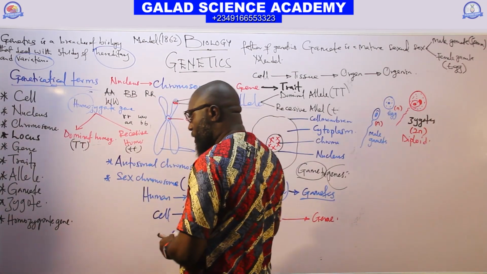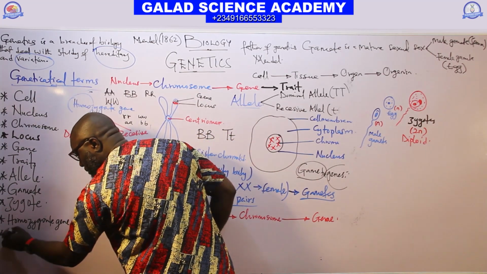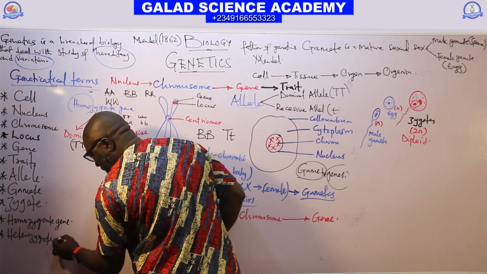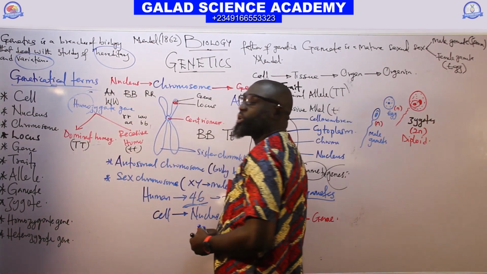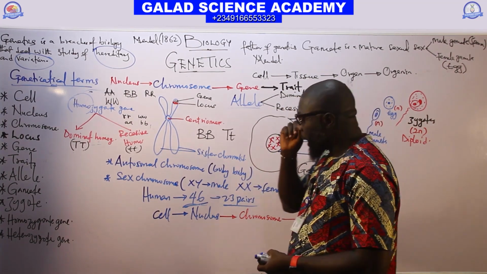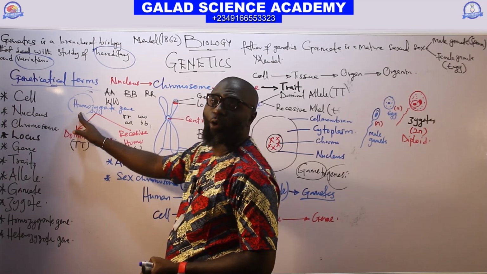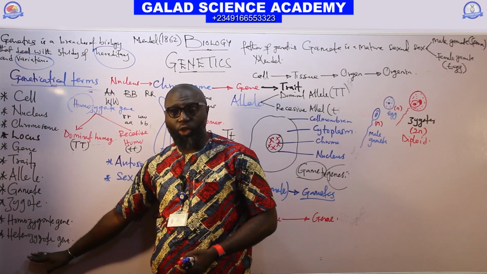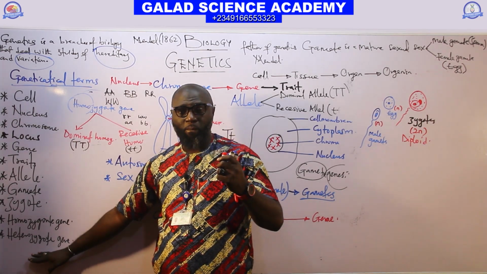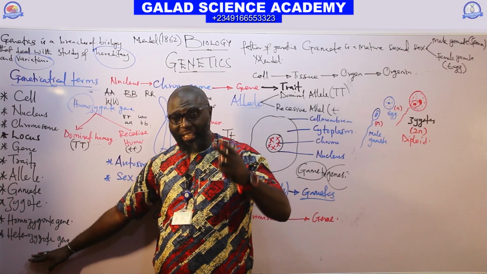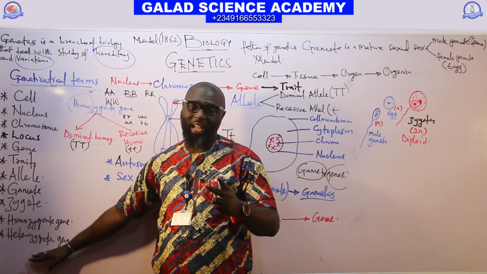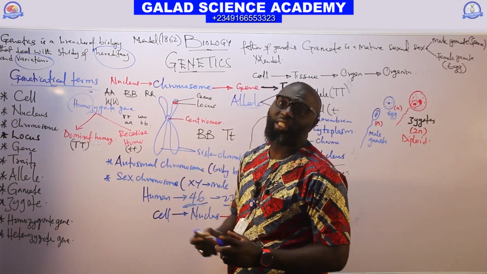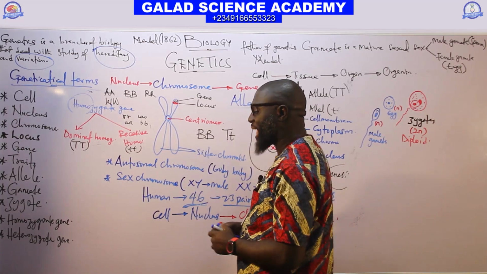So the next one is heterozygous gene. What is heterozygous gene? Heterozygous gene is the opposite of homozygous. It is an organism that has two different genes responsible for a character. Hetero means difference. Two different genes responsible for a character, you call it heterozygote.